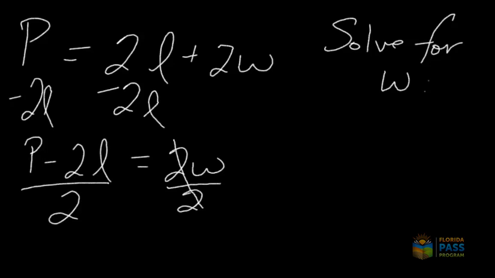So I'm going to erase that. All right. So now the 2's on the right side canceled. So I'm left with W. So W equals P minus 2L divided by 2.